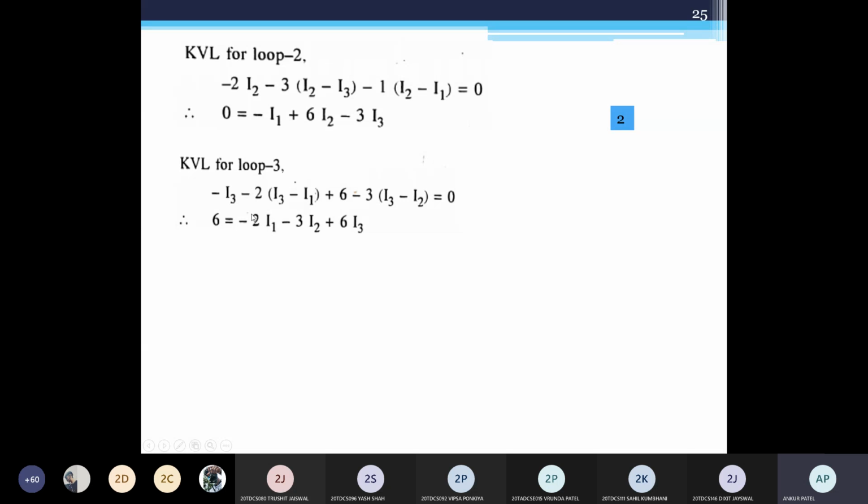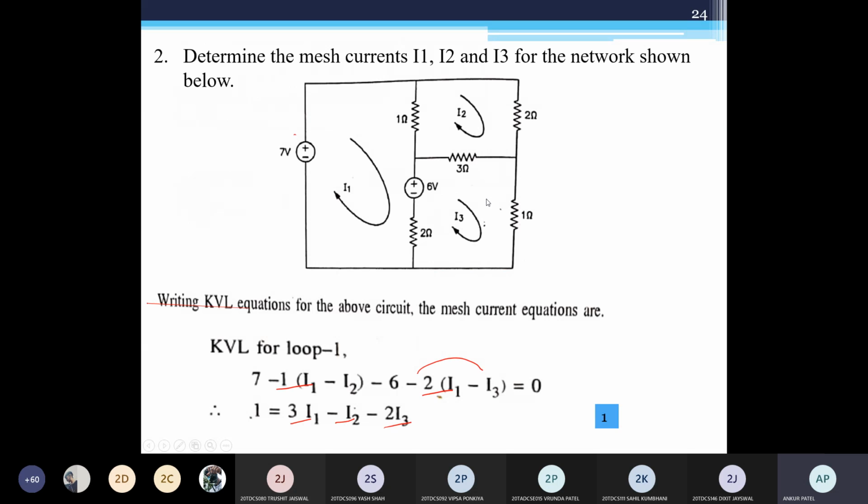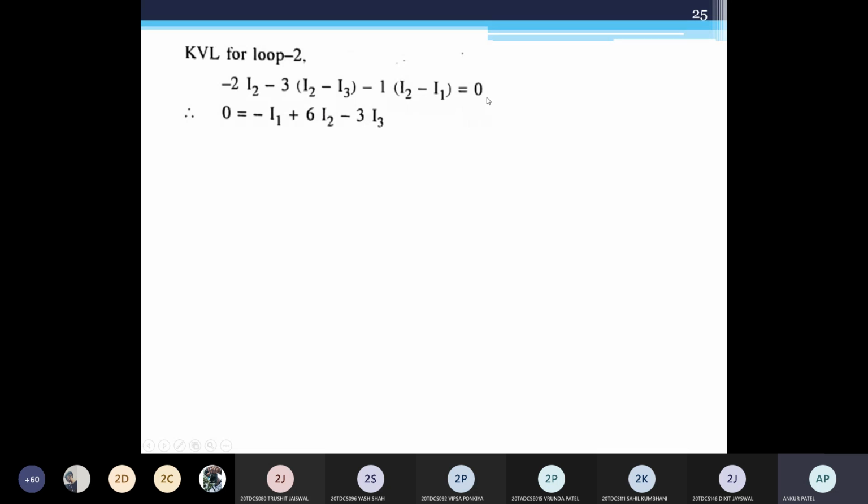And for loop 3, we have the equation for loop 3. This is plus 6 minus 3 I3 minus I2 minus 1 I3 minus 2 I3 minus I1 equals 0. So this is your equation. So we have three equations. In the equations, anyone having doubt?